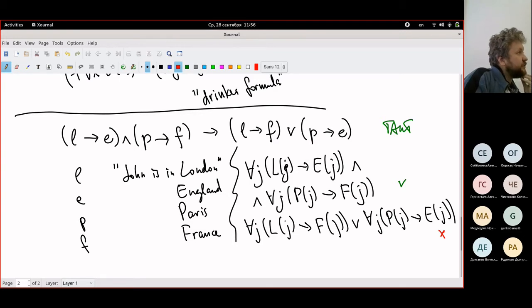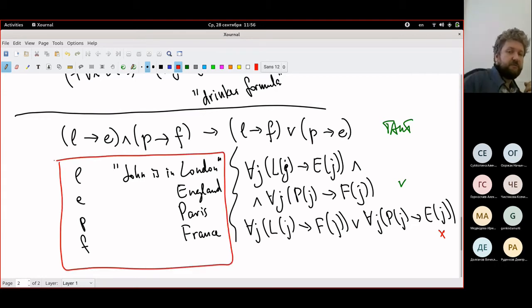Boolean logic is insufficient for such things. Even though there we managed to make all these in a Boolean form, the real formula is not this one, but it's a quantified one. So this is how it works. Okay, this was just a detour to some non-classical logical things.